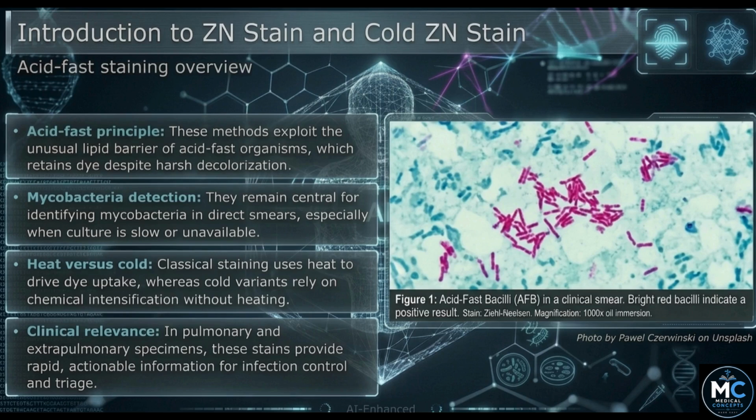Acid-fast principle. These methods exploit the unusual lipid barrier of acid-fast organisms, which retains dye despite harsh decolorization. Mycobacteria detection. They remain central for identifying mycobacteria in direct smears, especially when culture is slow or unavailable. Heat versus cold. Classical staining uses heat to drive dye uptake, whereas cold variants rely on chemical intensification without heating. Clinical relevance. In pulmonary and extrapulmonary specimens, these stains provide rapid, actionable information for infection control and triage.